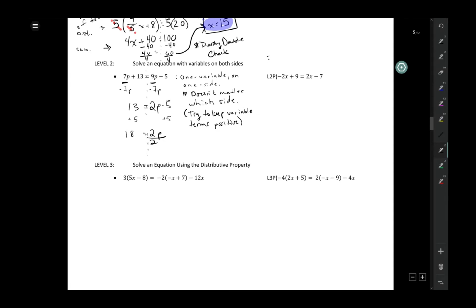Divide by 2. Divide by 2. 9 equals p. Kind of looks funky there. 9. And that's a p. Okay? So, get variables on one side. Doesn't matter which side. Try to keep the terms positive. Okay? Again, we'll leave that one up to you.